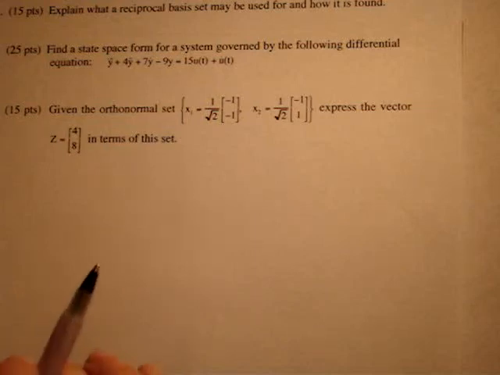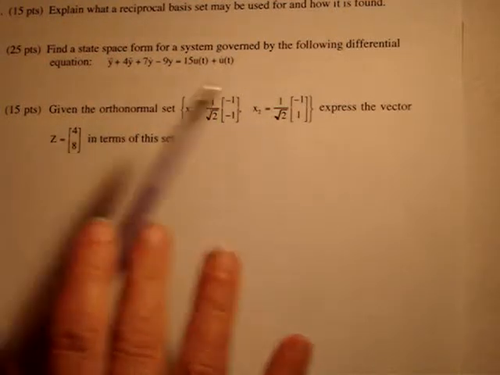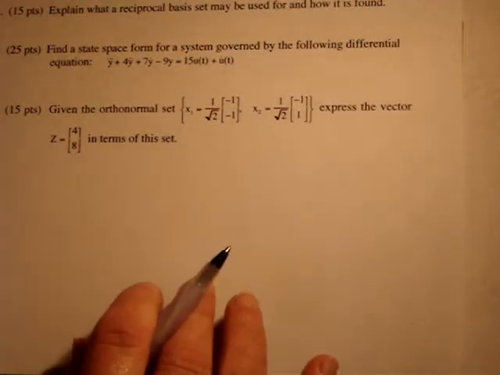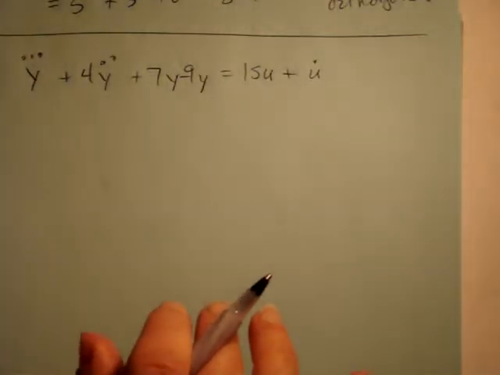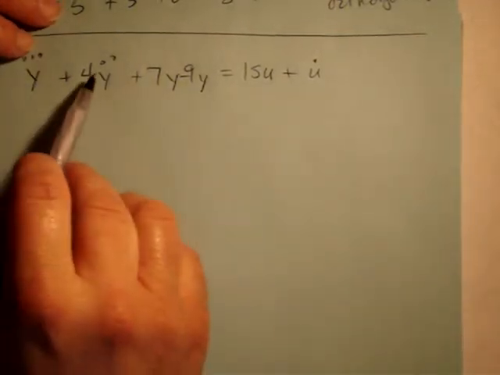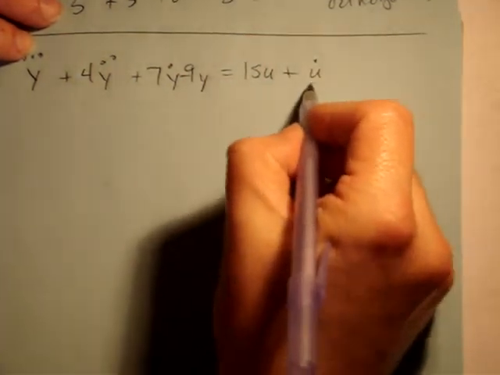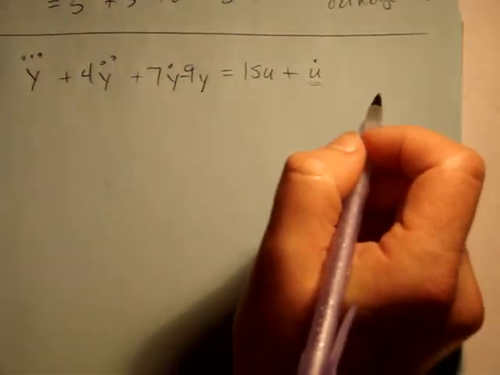Problem 4 is to find the state space form for a system governed by the following differential equation. I didn't say which method you had to use, so you can choose which one you like. Our differential equation is y triple dot plus 4y double dot plus 7y dot minus 9y equals 15u plus u dot. So this is another one of those with the derivative of the input.